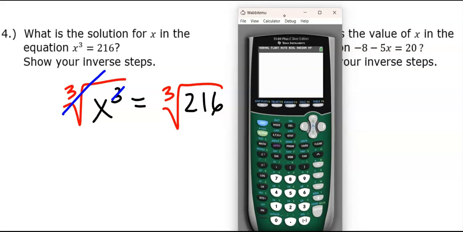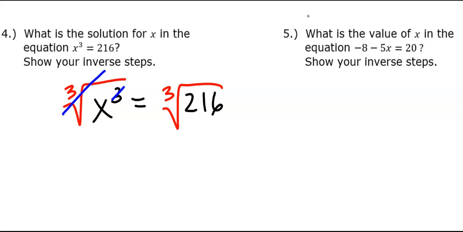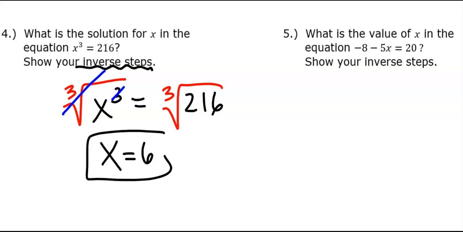Now for most of you, you'll have a symbol that looks like this, but has a number in front of it. So I'm going to see it here with this special calculator, but you need to put a 3 in front of that square root sign, that radical sign, but in the index position. And I'm going to type 216, and there we go. That means x is equal to 6. So this is what it means when it says show your inverse steps.